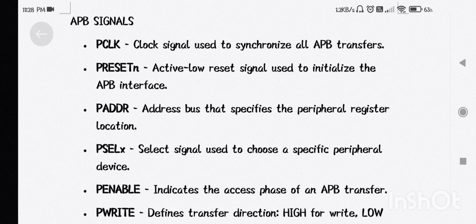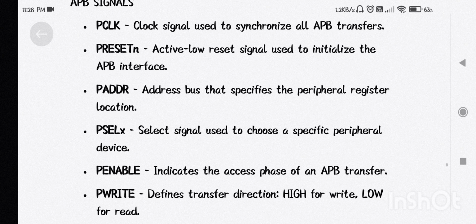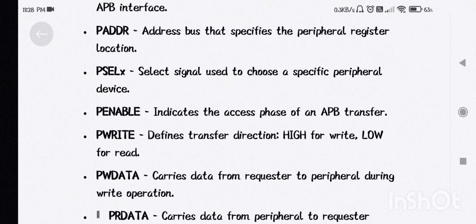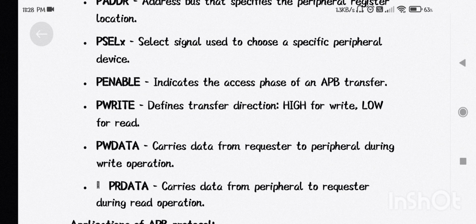APB signals. PCLK is the clock signal used to synchronize all APB transfers. PRESETn is an active low reset signal used to initialize the APB interface. PADDR is the address bus that specifies the peripheral register location. PSEL is the select signal used to choose a specific peripheral device. PENABLE indicates the access phase of the APB transfer.